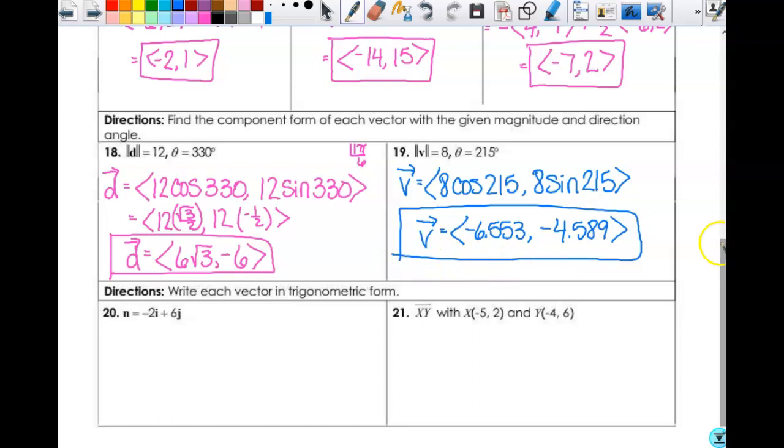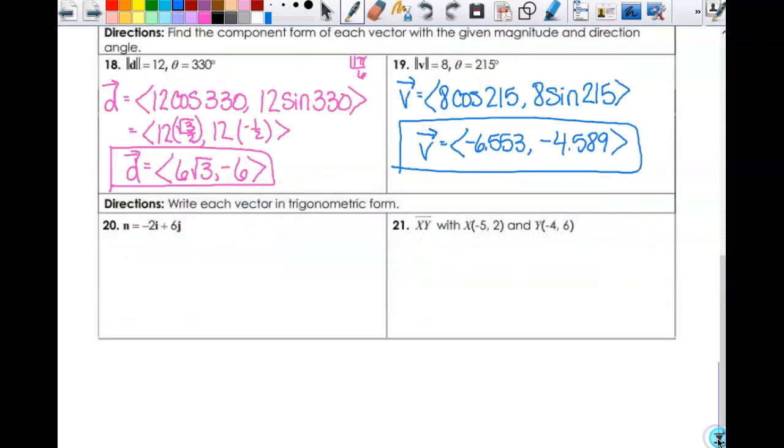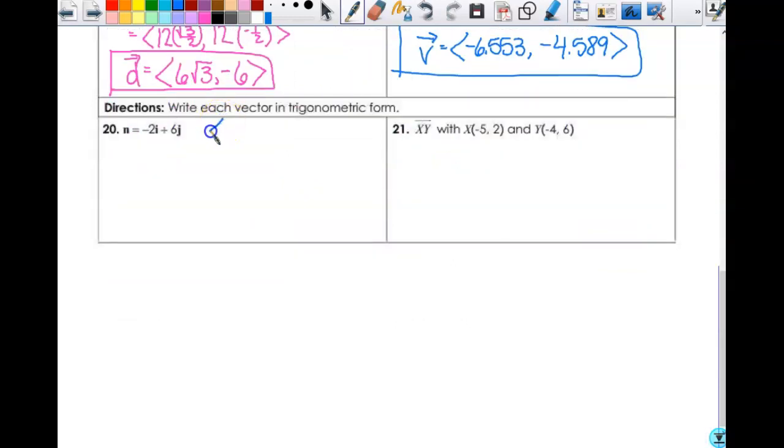Right, if I want to write this in trigonometric form, the first thing I'm going to do with number 20 is to put it in component form, which would be negative 2, 6. Then I'm going to have to find the magnitude of vector n. It's going to be the square root of negative 2 squared plus 6 squared. So that's going to be the square root of 40. I need to simplify my square roots, so that is 2 square roots of 10. So that's the magnitude.